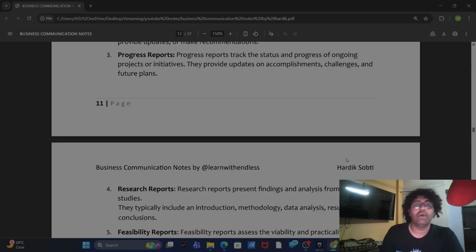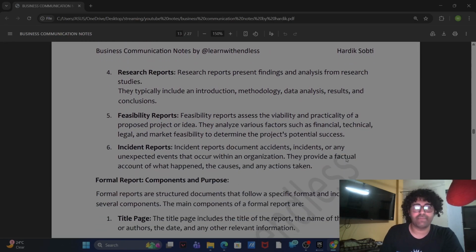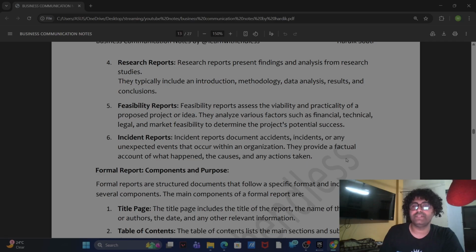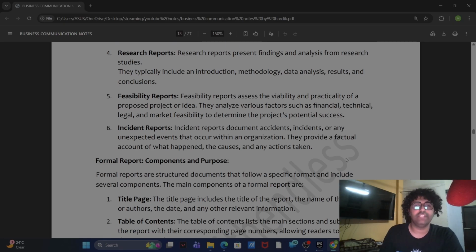Progress reports. Progress reports track the status and progress of ongoing projects or initiatives. They provide updates on accomplishments, challenges, and future plans. Research reports. Research reports present findings and analysis from research studies. They typically include an introduction, methodology, data analysis, results, and conclusions.